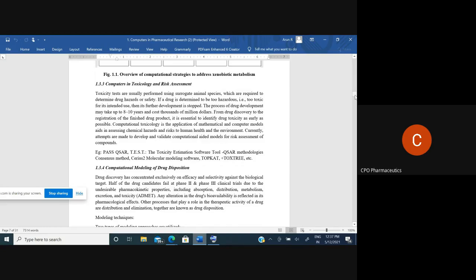Next important case: computers in toxicology and risk assessment. To do a toxicity study, we need to spend $1 million. You may think a toxicity study is very easy. Yes, it is easy when you do it for only one or two molecules. For example, a synthetic chemist gives you 100 molecules and asks you to do a toxicity study. It is not at all easy.